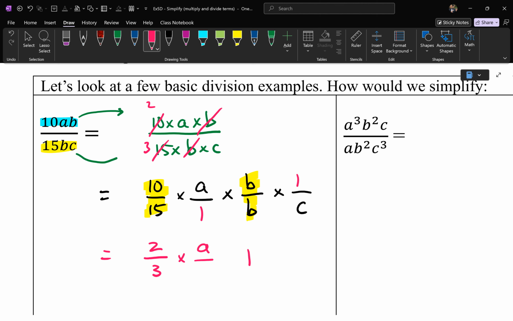Times, and notice I keep every fraction the same. I'm going to rewrite it again as 1 over 1 times 1 over C. So what I'm doing? B divided by B is 1, and 1 as a fraction is 1 over 1. That's still A over 1. That's now reduced down to 2 over 3, because we found out 5 goes into 10, 5 goes into 15. And over here, 1 over C. So I haven't changed anything, I just made it smaller.